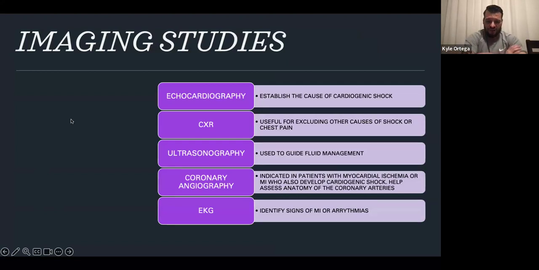All right, so the imaging studies that we'll be looking at to really diagnose cardiogenic shock. Echocardiography to establish the cause of the cardiogenic shock. Use the ultrasound to get a real good look at the heart. Chest X-ray is going to be useful for excluding other causes of shock and chest pain. Ultrasonography, so they can guide fluid management. Coronary angiography for patients with myocardial ischemia or heart attack who also develop cardiogenic shock, and it helps assess the anatomy of the coronary arteries. And then an EKG to identify signs of heart attack or arrhythmias. They also may perform a TEE to get real-time images and more info about the heart function in cardiogenic shock.